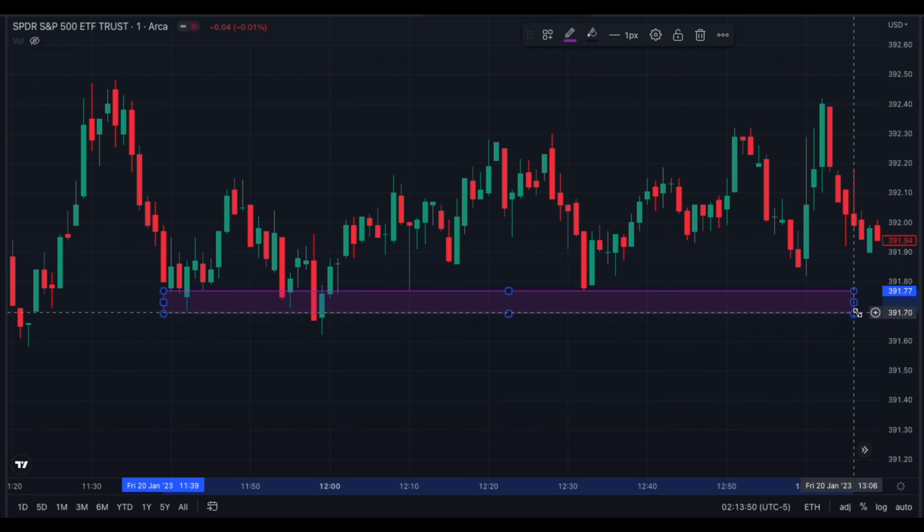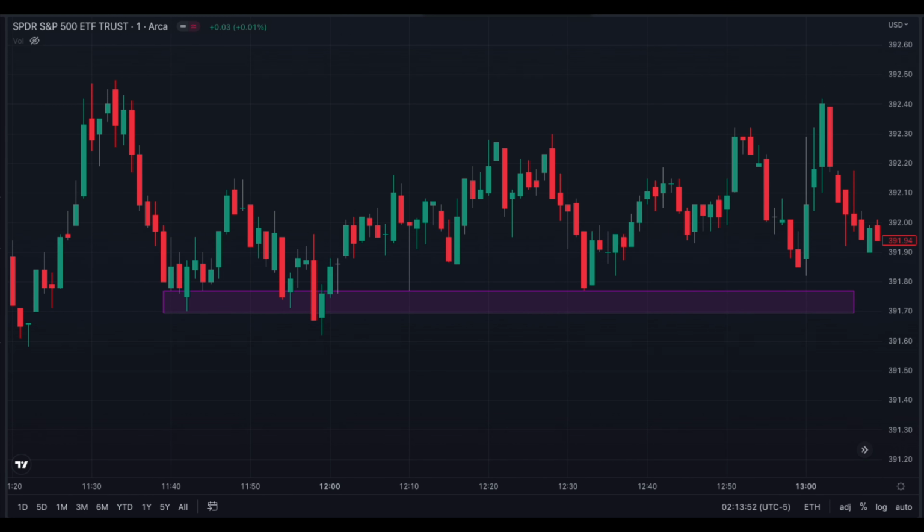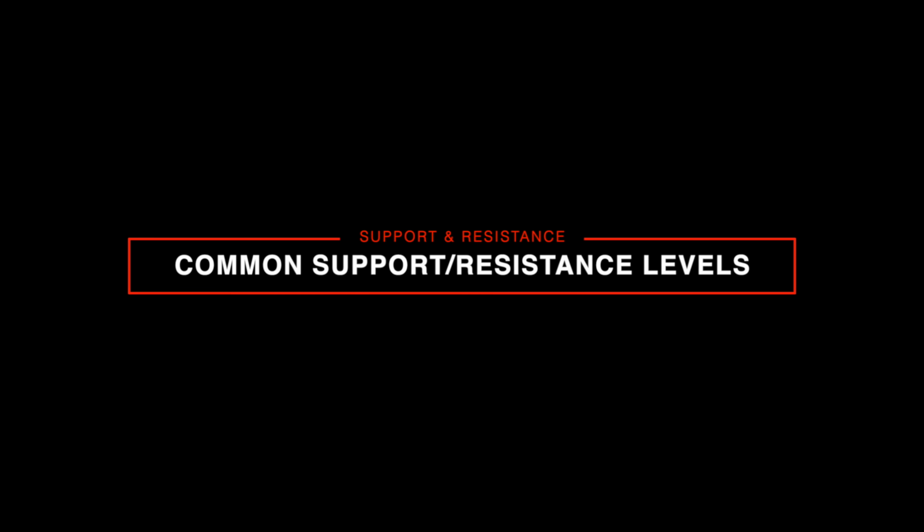When you plot it on the chart, you will usually plot a line, but in your head, you should know that there can be a soft range around it from which the price may bounce. Let's look at some common support and resistance levels.